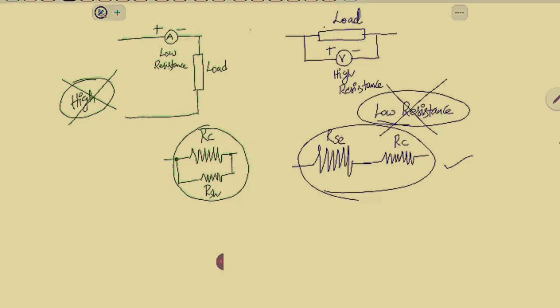In the ammeter, by connecting a very small resistance, which is RSH, in parallel to RC, we can make the ammeter a low resistance instrument. The reason why we are making the voltmeter a high resistance instrument and the ammeter a low resistance instrument is not to disturb the operation of the circuit.